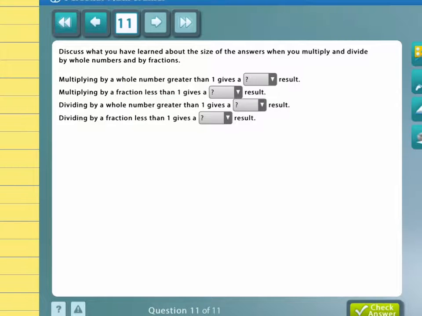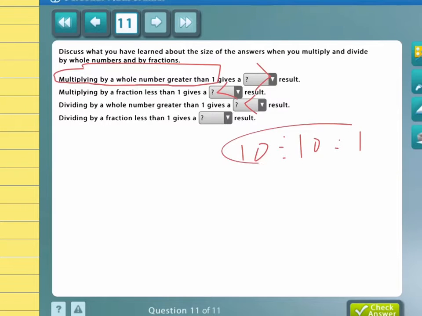And unpacking the final question, discuss what we've learned about the size of the answers. If you multiply by a whole number greater than 1, you're going to get a greater answer because you get more of the whole number. If you multiply by a fraction less than 1, you're doing a part of a part, so you get less than. If you divide by a number greater than 1, you're going to have smaller pieces. Like if you have 10 and you're dividing it by 10, you're going to get 1, so smaller pieces. But if you divide by a fraction less than 1, you're going to get more pieces.